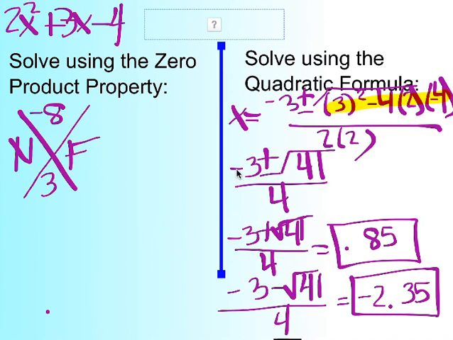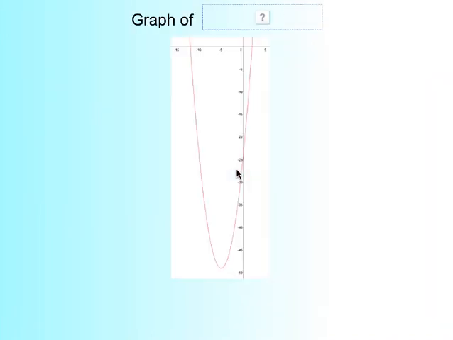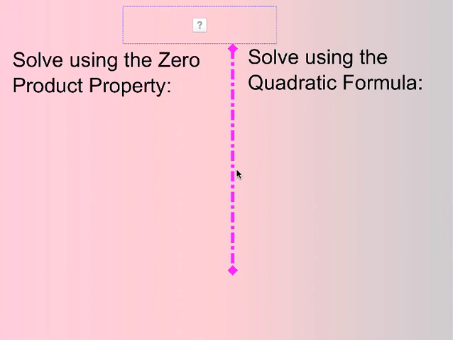And since they're decimals, that's why we couldn't factor it, because we would have gotten a crazy decimal. When we factor, we can only get rational numbers. So here, if you look at the graph, we're crossing at positive 0.85 and negative 2.35. So now let's go ahead and take a look at this last one.